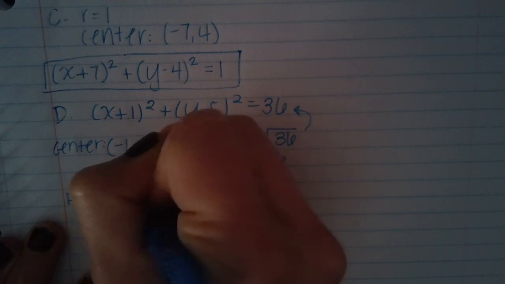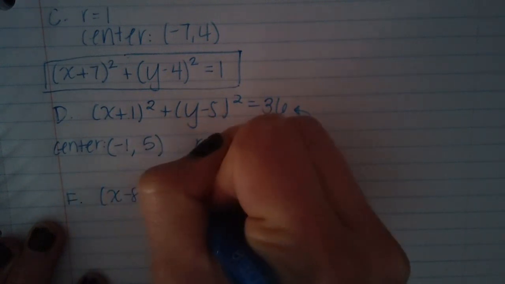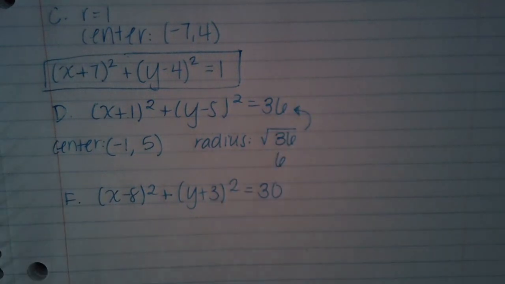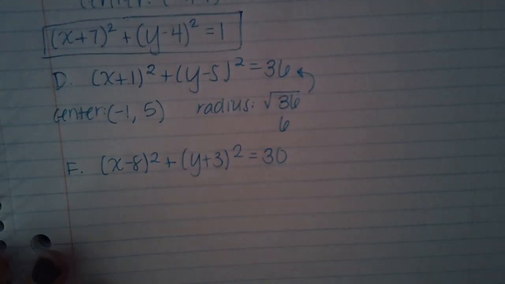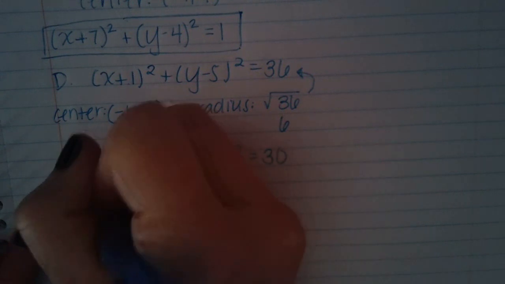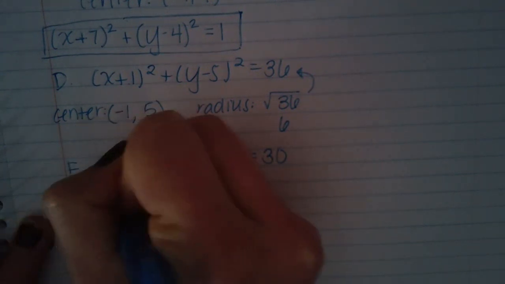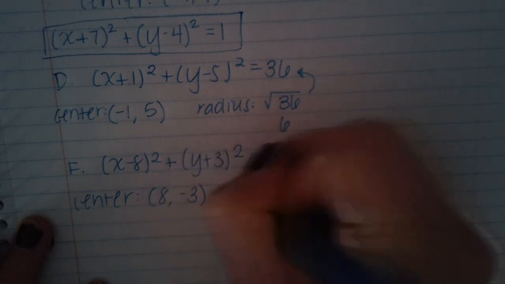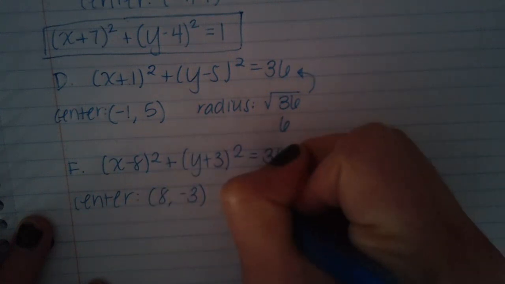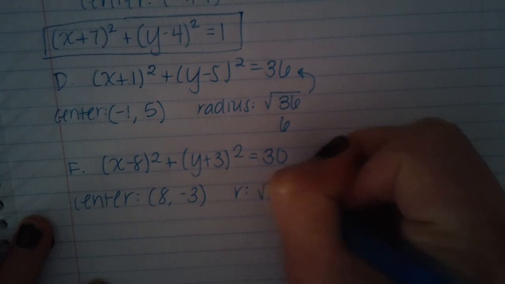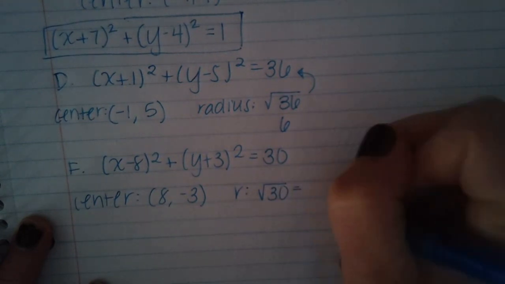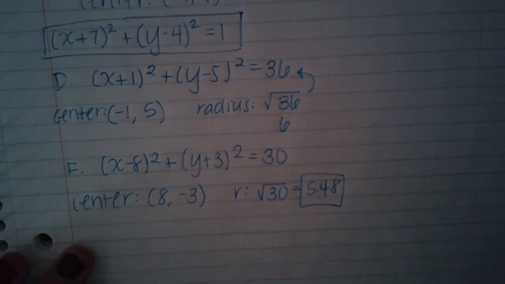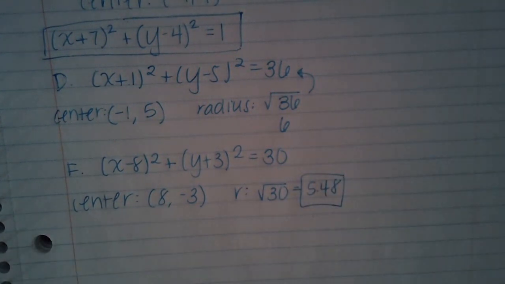For letter F, same kind of thing. You're given the equation x minus 8 quantity squared plus y plus 3 squared equals 30. And then we're going to find the center, change the sign, so it becomes positive 8, -3, and the radius is going to be the square root of 30, which if we use our calculator, we can find that that's about 5.48. Or you could leave it as the square root of 30.